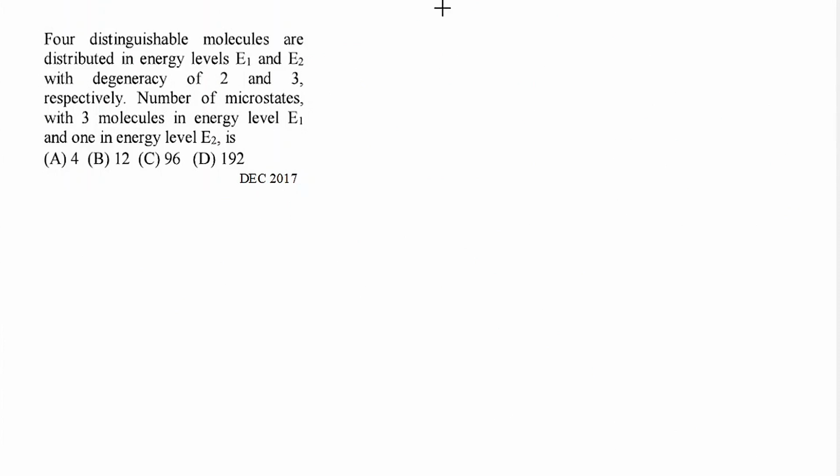Now moving on to the next numerical. This was also asked in December 2017, and it says that we have 4 distinguishable molecules distributed between the energy levels E1 and E2. So we have 2 energy levels, E1 and E2, with degeneracies of 2 and 3 respectively. So G1 degeneracy will be 2, and G2 degeneracy is 3. Then the number of microstates with 3 molecules in energy level E1, so the 3 molecules are present here, and 1 molecule in energy level E2, so 1 molecule will be present in this.